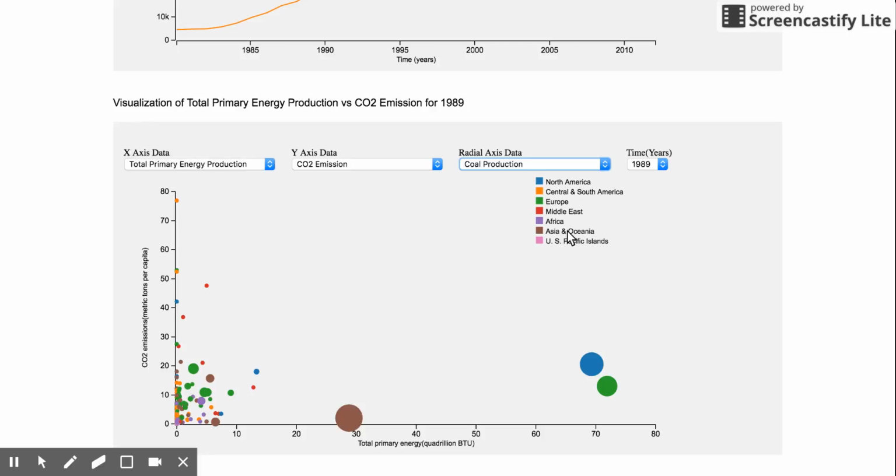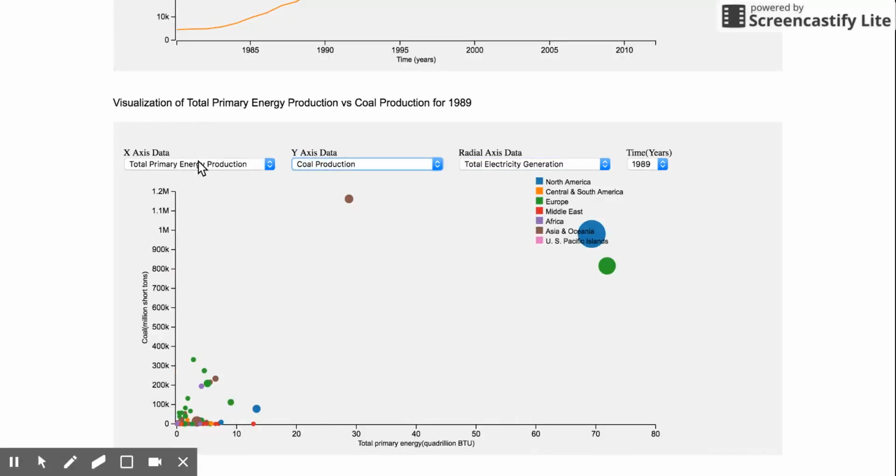Now you see countries from Asia. Their energy is halfway between Europe and North America. And if you see their coal production, there is more coal production in Asian countries. And also on Central and South America, again CO2 emission is more. Yes, so this is how this graph works. Basically you can play around with this graph and see how the various parameters affect each other.